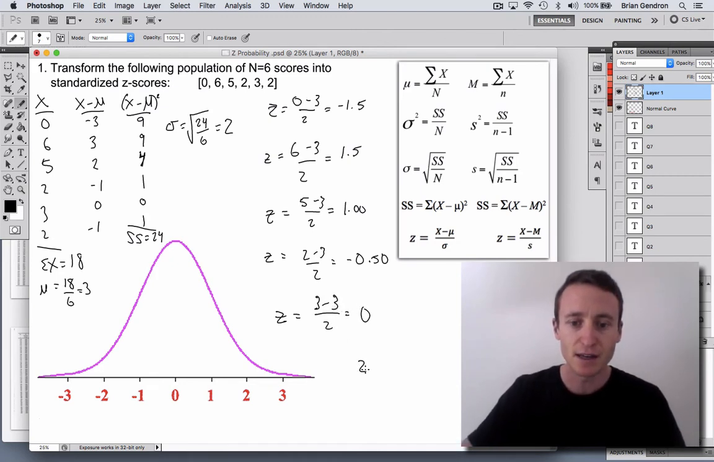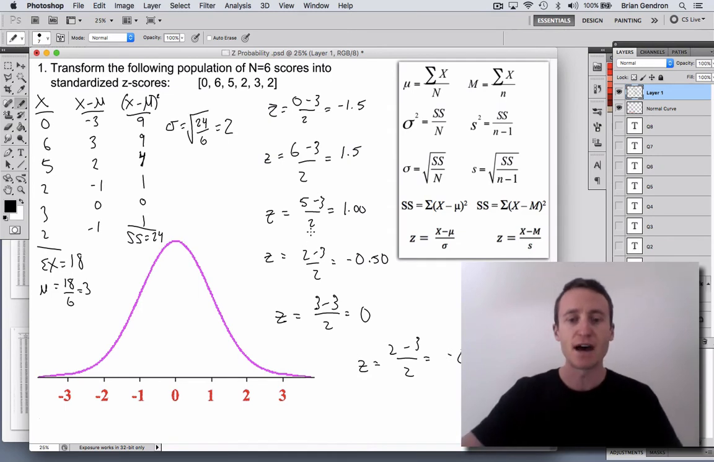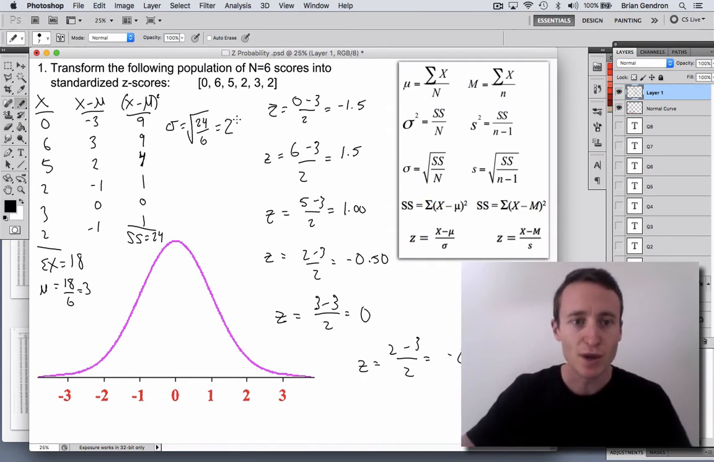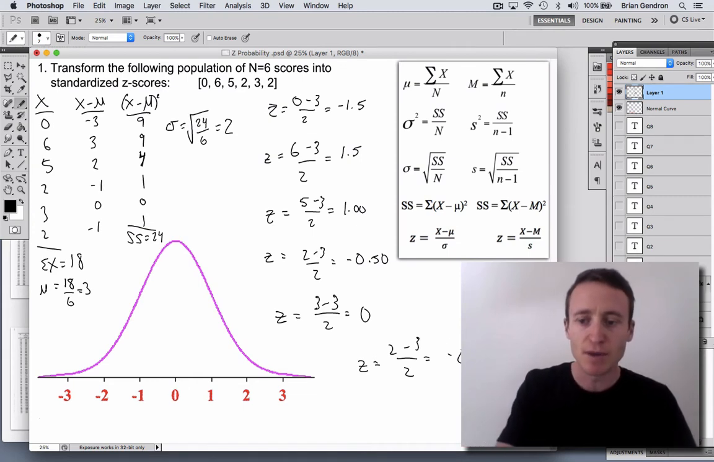And then finally, the last value is a 2. 2 minus 3 divided by 2, negative 0.5. And there you have it. We have transformed these 6 scores into standardized scores, standard scores, also known as z-scores. Okay, so that's problem number 1.